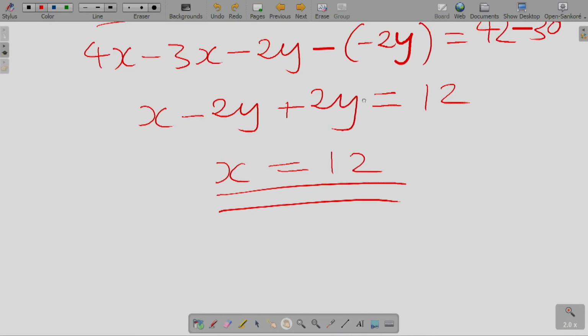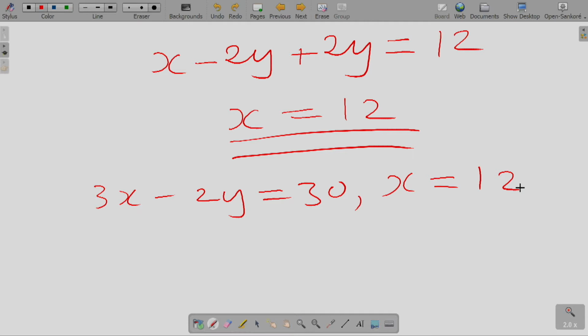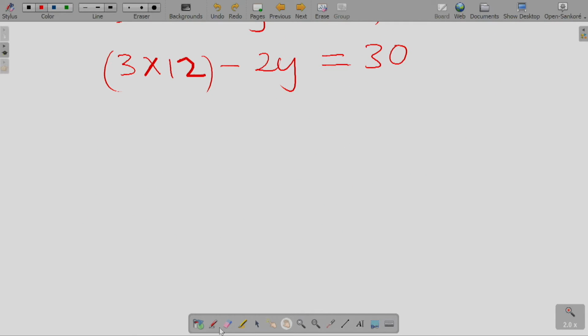3x minus 2y equal to 30. But we have already got x equal to 12. So let's substitute x equal to 12. So we will have 3 times 12 minus 2y equal to 30. So 3 times 12 is equal to 36 minus 2y equal to 30.